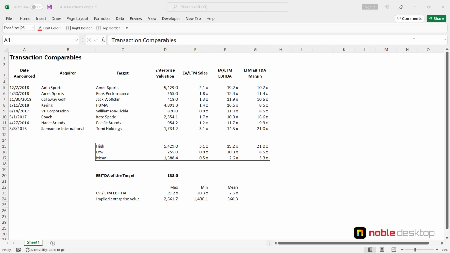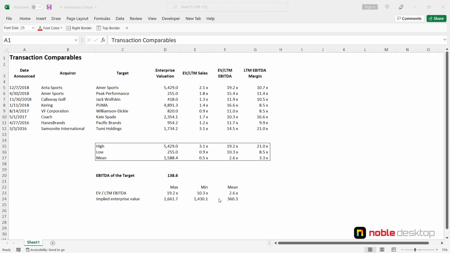You can find an example of transactions in the retail space here, with the information about the date of the transaction, acquirer and target companies, and relative multiples. After listing the transactions and relative multiples, we'd need to calculate high, low, and mean of these numbers, and then calculate the range of the implied enterprise value for the target company based on the chosen multiple.